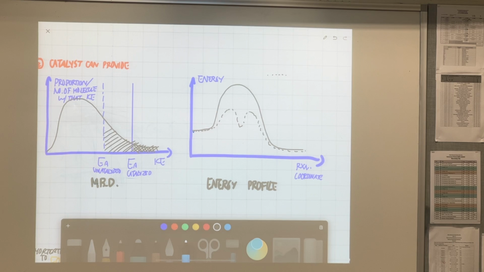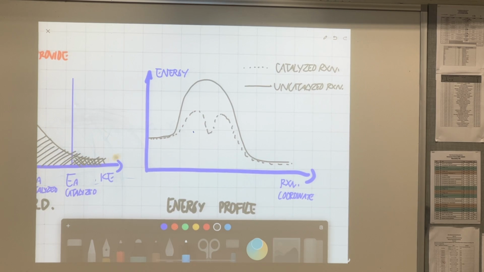So this is the catalyzed reaction, and this is the uncatalyzed reaction. Remember, when you label the EA, should it be drawn from the left shoulder or from the right shoulder? Left shoulder, so show it. And this one is the EA uncatalyzed. Both of these are the EA catalyzed. They are both lower than the EA uncatalyzed.